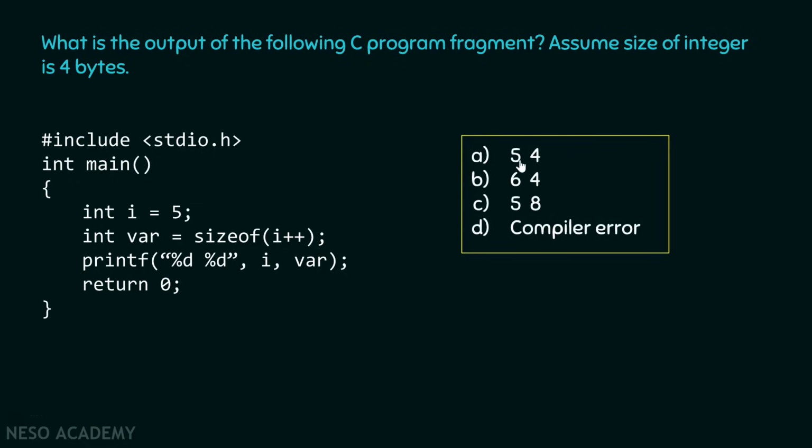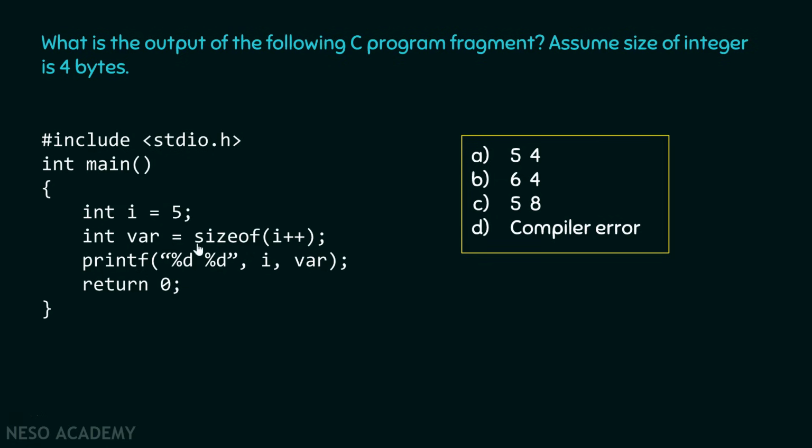Is it A, 5,4? Is it B, 6,4? Is it C, 5,8? Or is it D, compiler error? Try to get the output of this particular program on your own. Okay, now let's try to understand the code.